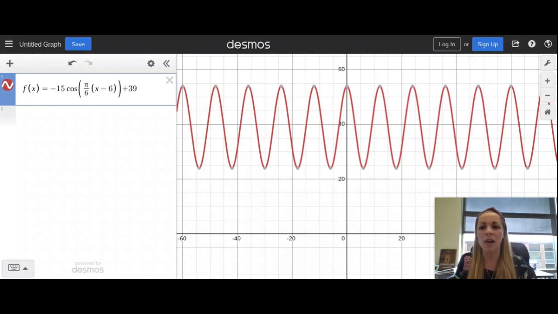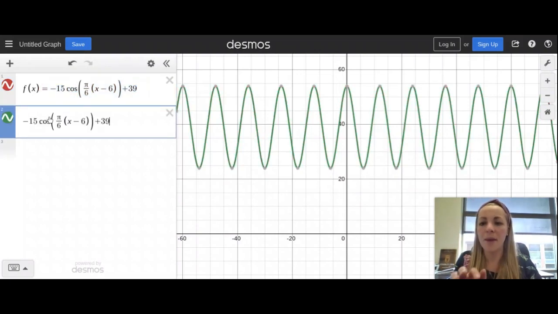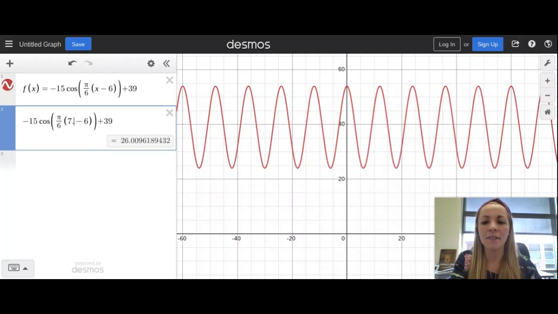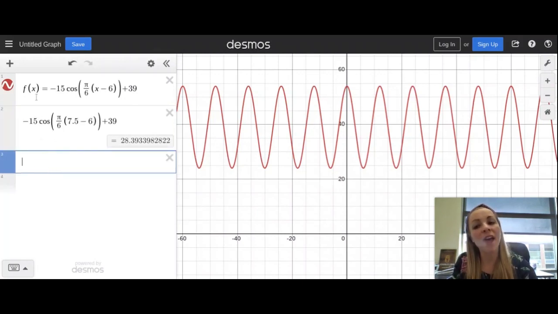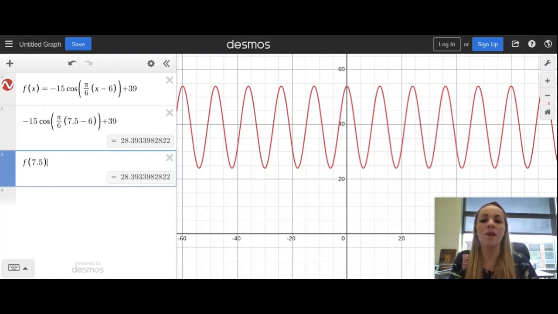There's 2 ways I can do that. I can copy this, paste it, and put in the 7.5. At 7:30, the height of the water is 28.39 inches. Another thing I could do, because I defined this as a function, is type in f of 7.5. So I get the same answer that way. Now, when you type in your equation, if it doesn't show up right away, notice that the midline for this equation is 39, so you will have to do some adjustment here to be able to see this whole graph.